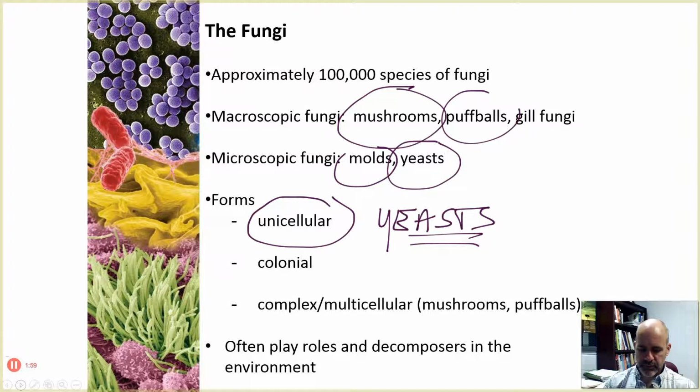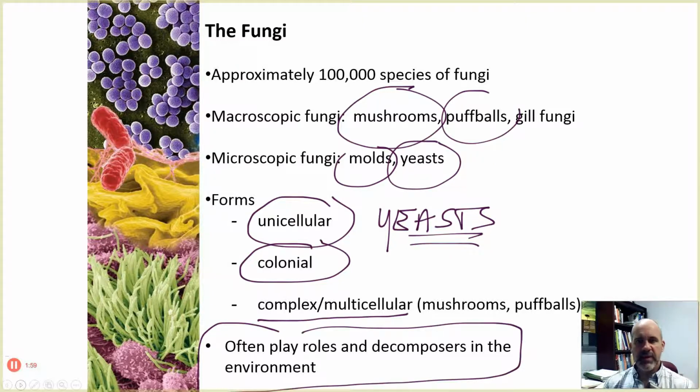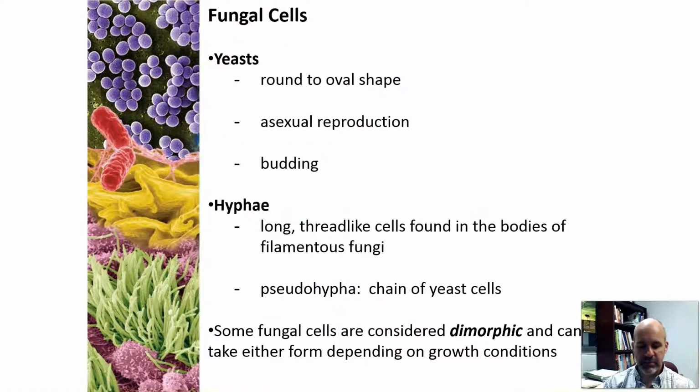Then you have colonial fungi, where you have fungal cells that live together and form clusters. And then you have these more complex multicellular fungi like the mushrooms and the puffballs. Kind of a key thing with fungi is they play roles as decomposers out in the environment. So they generally get their nutrition by breaking down dead stuff and recycling the nutrients from things that have died.